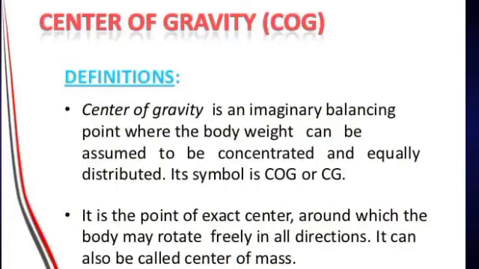The next topic is center of gravity. A center of gravity, which all individuals and objects have, can shift depending on the position or movement of the individual or object. Center of gravity is an imaginary balancing point where the body weight can be assumed to be concentrated and equally distributed. Its symbol is COG or CG. It is a point of exact center around which the body may rotate freely in all directions. It can also be called center of mass.